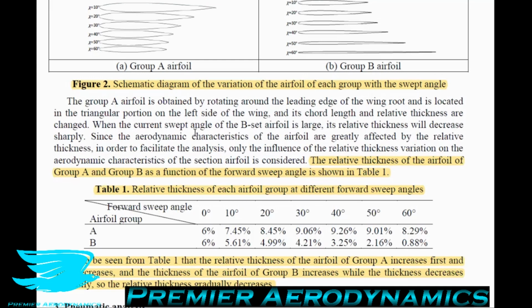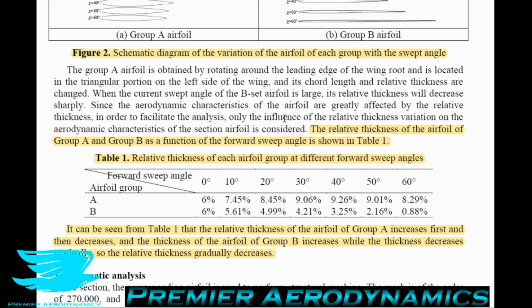So the relative thickness of the airfoil of Group A and Group B, as a function of the forward sweep are shown in Table 1. What this shows is that the relative thickness of the airfoil Group A first increases and then decreases after a certain sweep angle. And that's what I was mentioning earlier, where because the trailing edge is angled as well, once you get to a certain point, it goes from being angled to horizontal back to angled, and this changes the thickness chord ratio.